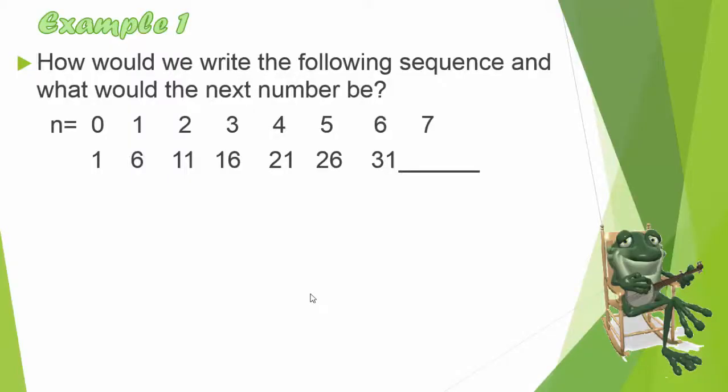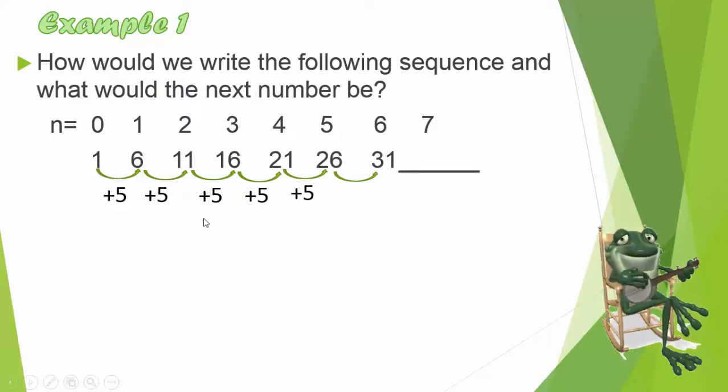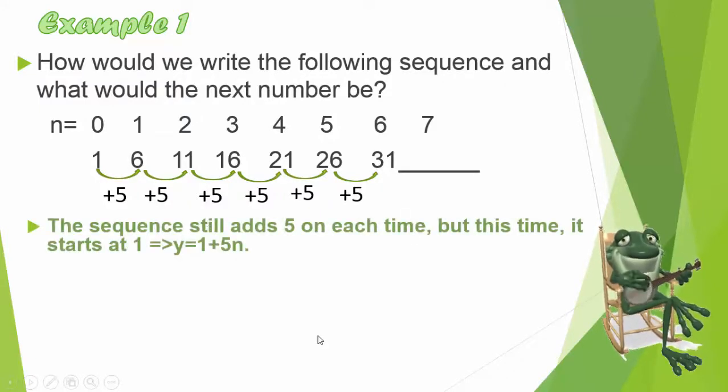Let's review what we just did on the whiteboard. We saw that each one went up by 5. So the pattern is plus 5, 1 to 6, plus 5, 6 to 11, plus 5, etc. But we started out at 0, where n is equal to 0 is equal to 1. So the sequence still adds 5 each time, but this time it starts at 1.